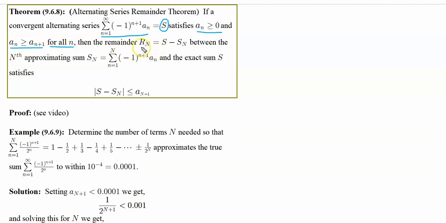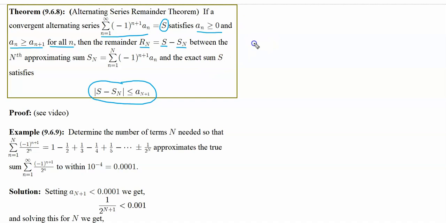Then the remainder, which is the difference between the true sum from 1 to infinity and the nth partial sum, S_n, satisfies this inequality. So the difference between the actual sum from 1 to infinity and just the nth partial sum, where you sum from 1 to n, the difference between those two in absolute value is going to be less than or equal to the n plus first term from the a_n sequence.